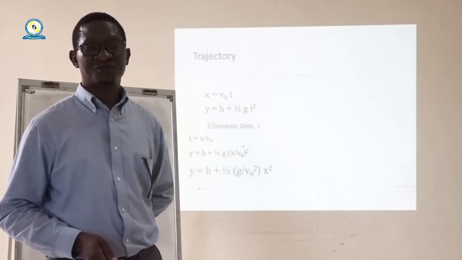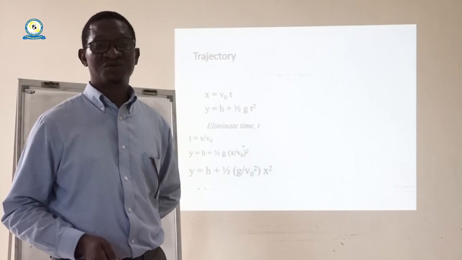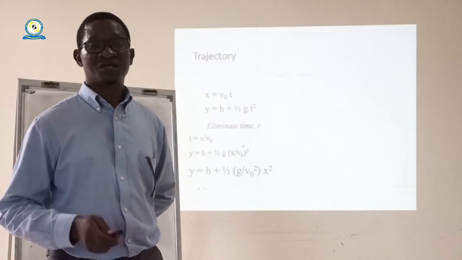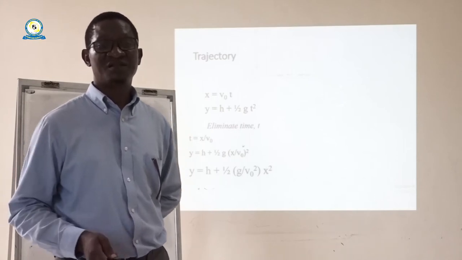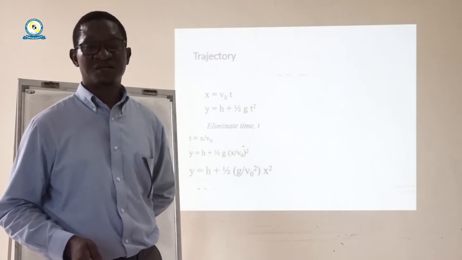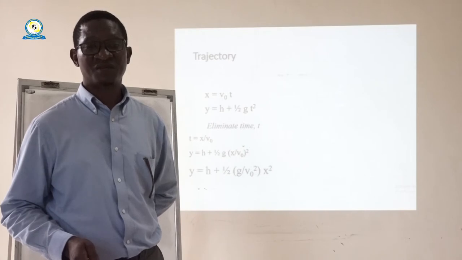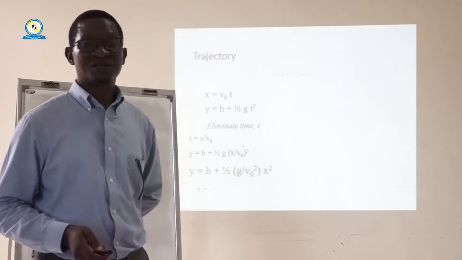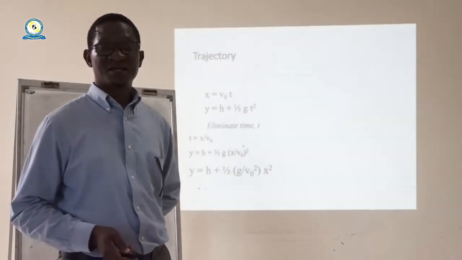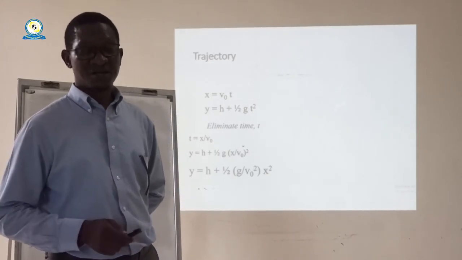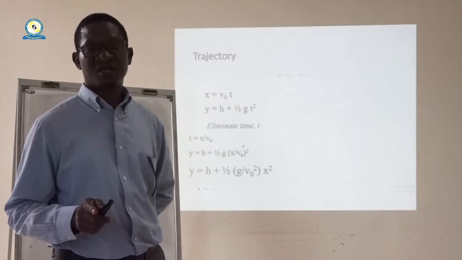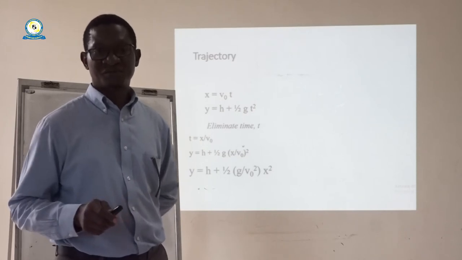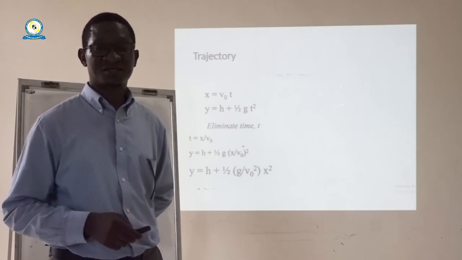So when you substitute t is equal to x over v0 in the second equation, you get y is equal to h plus a half g divided by v0 squared times x squared. So you can see the trajectory: y is equal to h, a constant term, and x squared there. This is a parabola, a quadratic equation, in y and x.